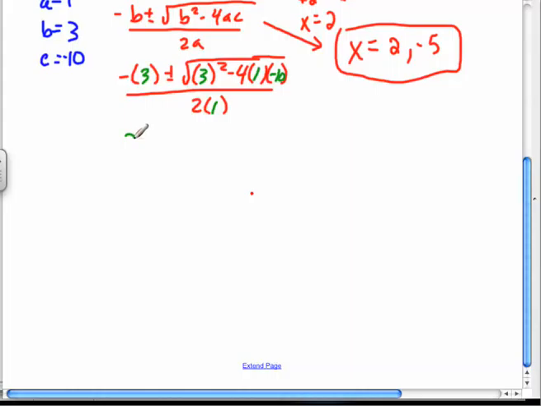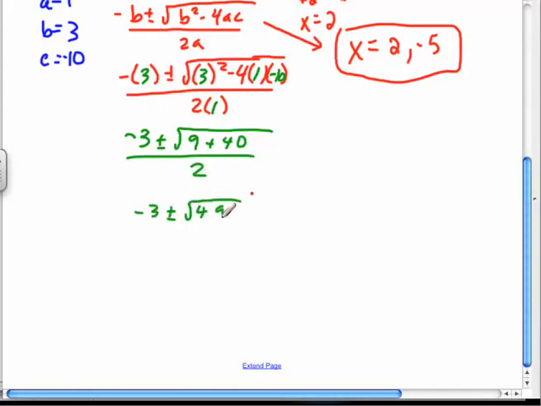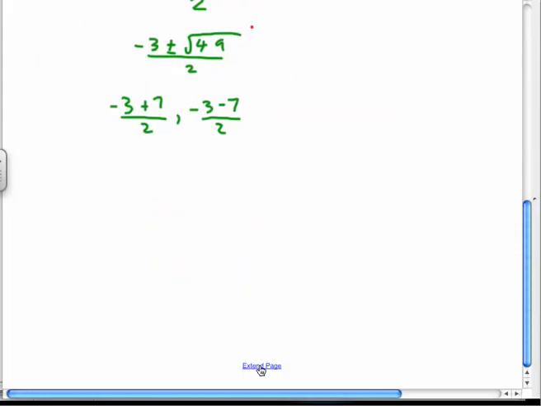All right, so that's going to give me negative 3 plus or minus the square root of 9 plus 40. Oh, look at that. Minus 3 plus or minus the square root of 49, a perfect square, over 2. So that's negative 3 plus 7 over 2 and negative 3 minus 7 over 2. So negative 3 plus 7 is 4 over 2, and negative 3 minus 7 is negative 10 over 2, and those both simplify to 2 and negative 5.